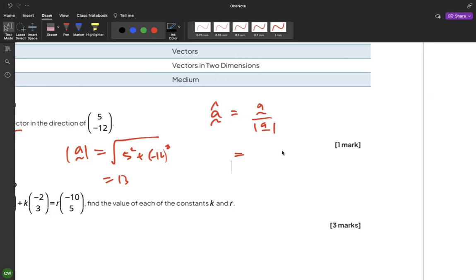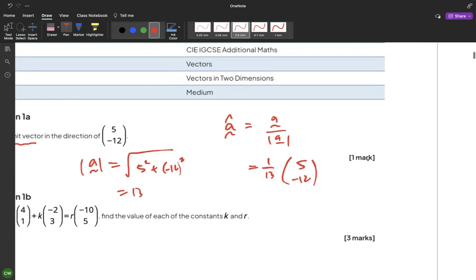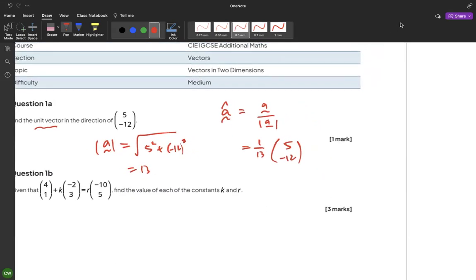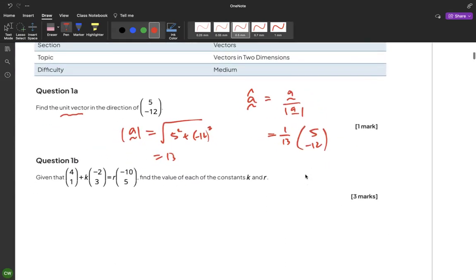Okay, so this is just 1 over something. Okay, it's just 1 over the thing and multiply by the vector itself. This is called unit vector. Are you clear with this? Yes, very easy. Any problem? No problem.